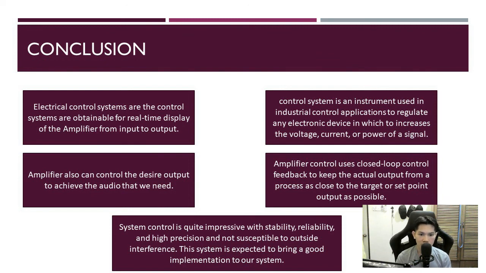Amplifier control uses closed-loop control feedback to keep the actual output from a process as close to the target or set point output as possible. The system control is quite impressive with stability, reliability, and high precision, and is not susceptible to outside interference. The system is expected to bring a good implementation to our system.